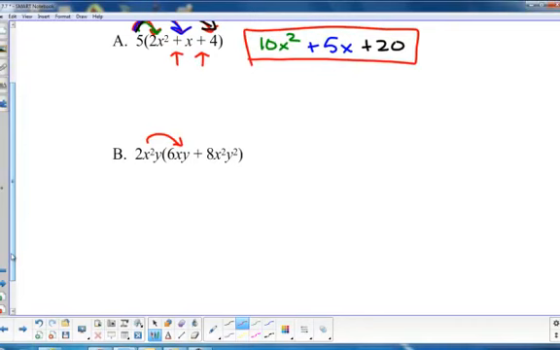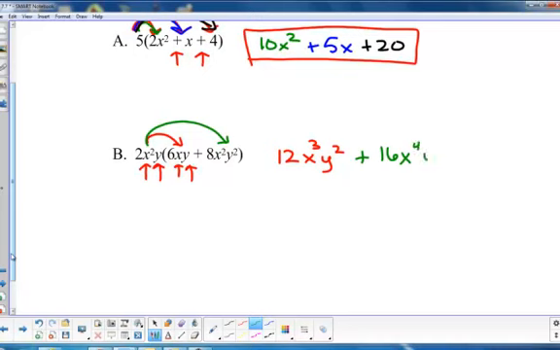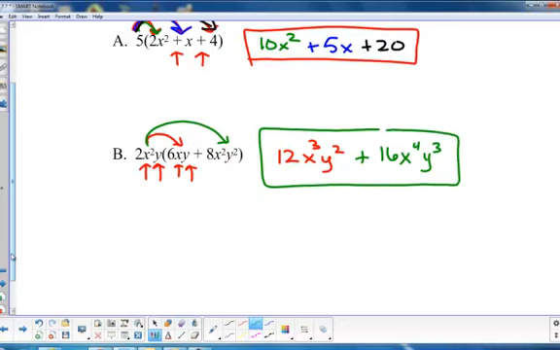So the 2 times the 6 is 12. And then we have x cubed y squared. We've got those x's, 2 x's and 1 x is an x cubed, and then 1 y and another y is a y squared. And then the plus sign separates this. We're actually looking at a binomial here. So 2 times 8 is 16. X squared times x squared is x to the 4th, and y times y squared is a y cubed. These are not like terms because the letters are not the same, so we are done.